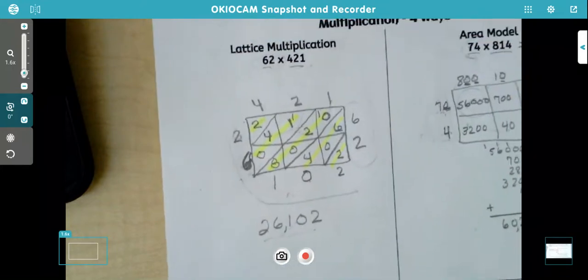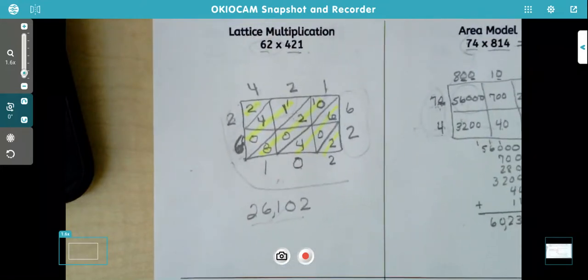All right, so those are the 4 methods. We're going to need to pick one. I have no preference. You need to pick one that you're going to use when we start multiplying decimals, because when we multiply decimals, we multiply them as if they are whole numbers, and then we worry about where the decimal point goes after the multiplication.